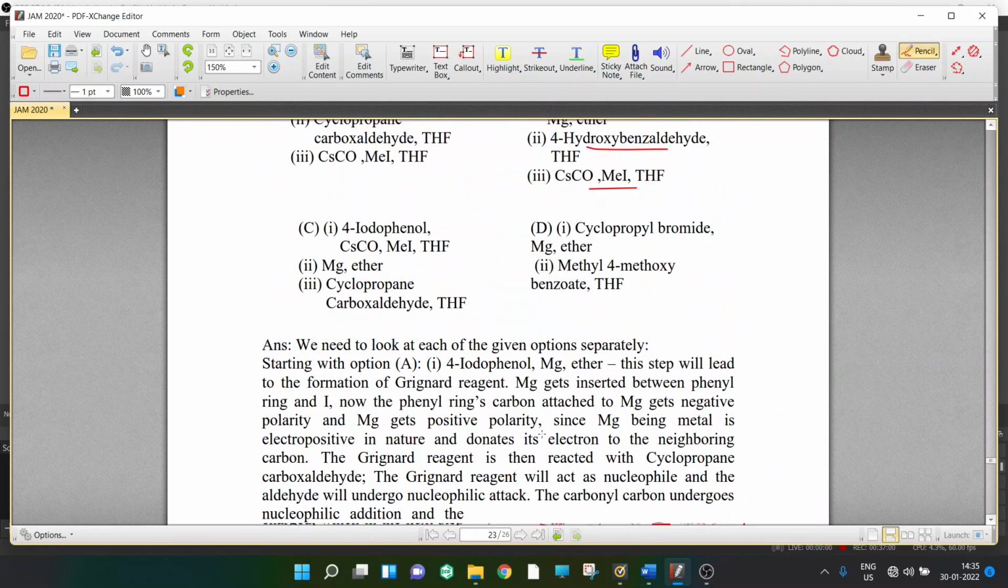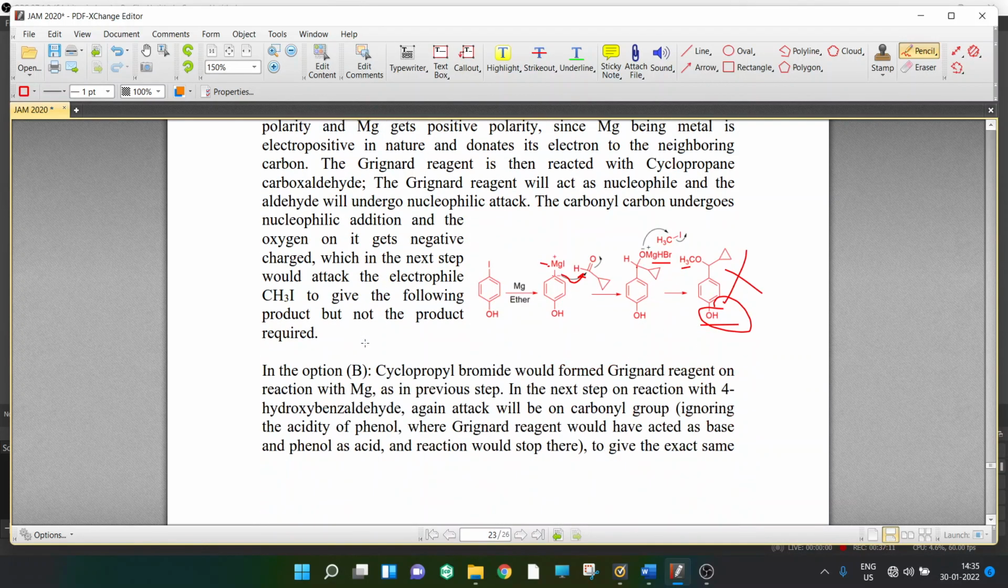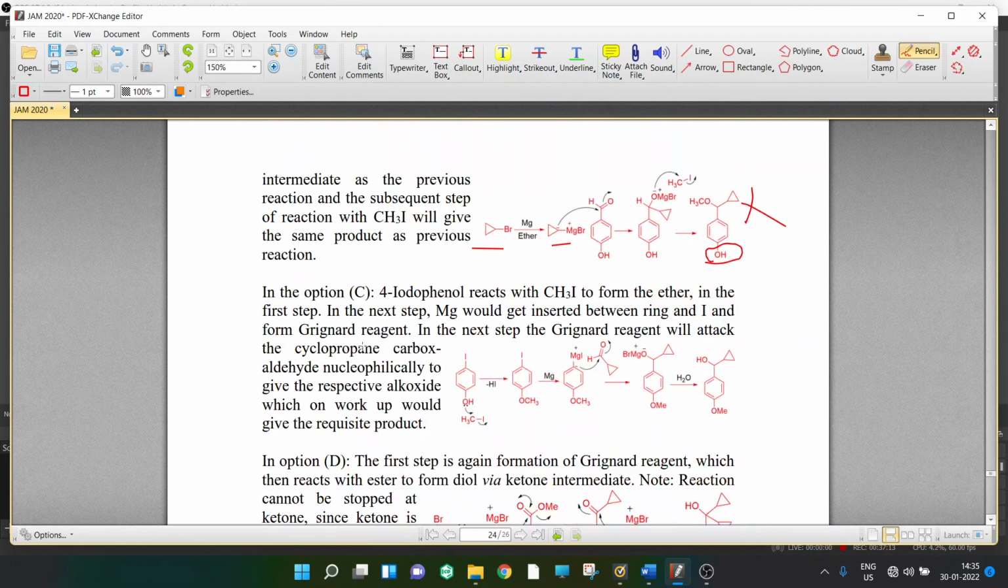Option C says first you are having 4-iodo, so para-iodophenol, then you are making Grignard reagent, then you are reacting it with cyclopropane carboxaldehyde, right? So let us see step by step. So first you are having 4-iodophenol and reacting with CH3I.